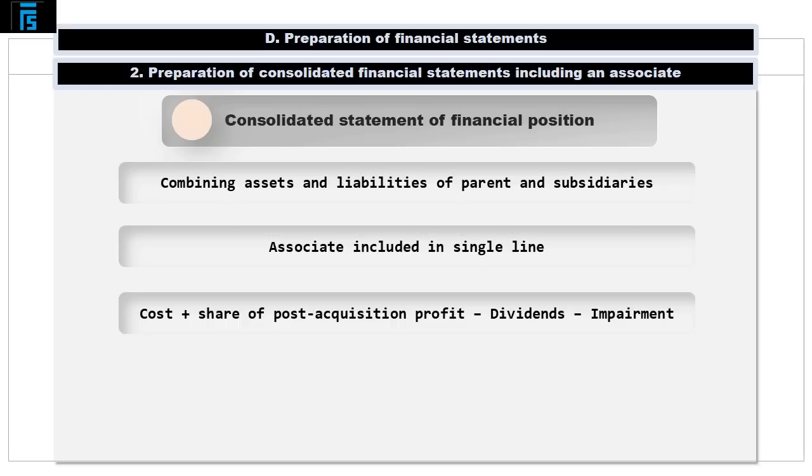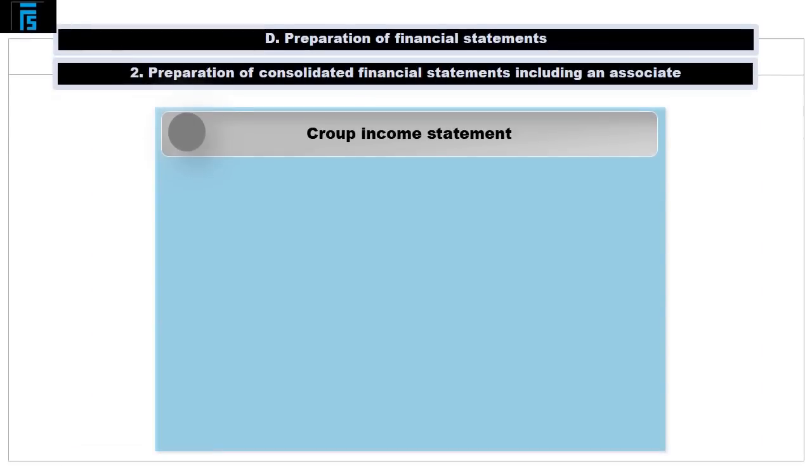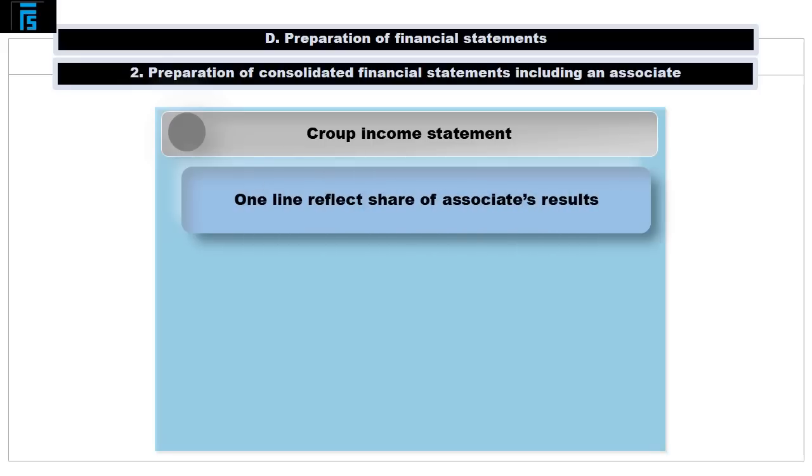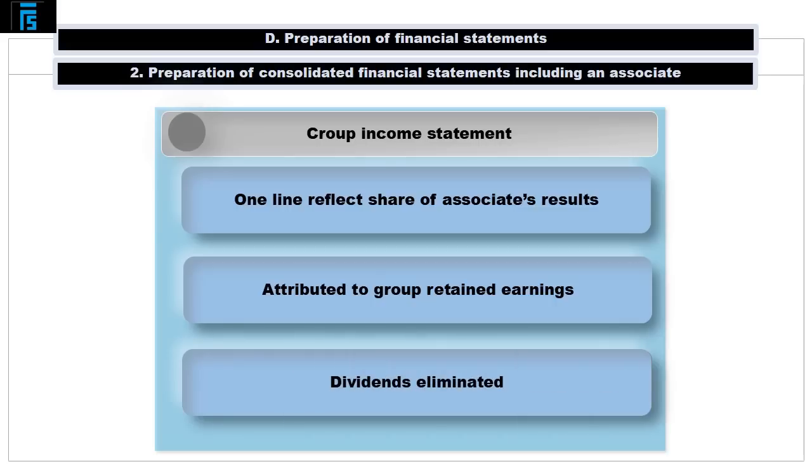The carrying amount of the investment in the associate will also be adjusted downwards for the parent's share of any unrealized profit in inventory, an adjustment which we will be discussing in the next video. At the same time, the group income statement will include a line to reflect its share of the associate's results, which will subsequently be attributed to the group's retained earnings. Any dividends received from the associate will, however, have to be eliminated from consolidated profit or loss.